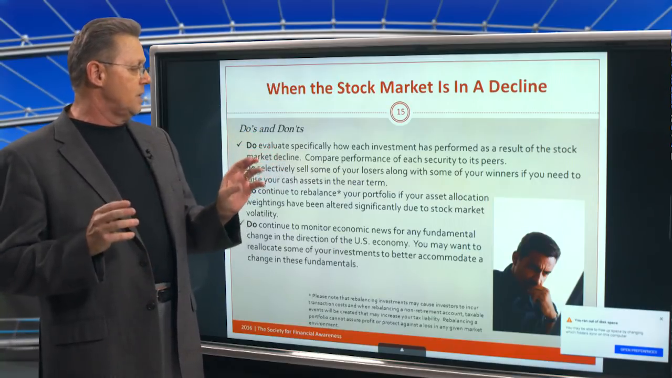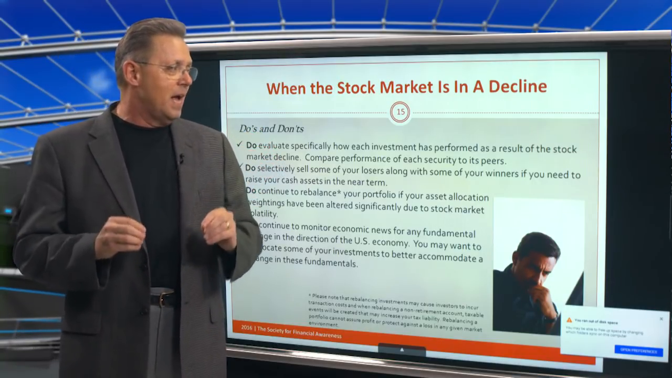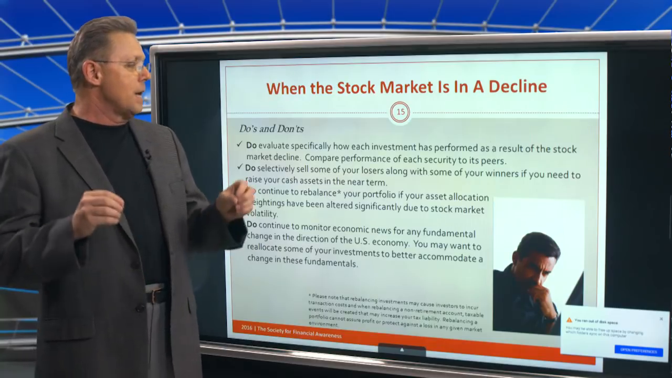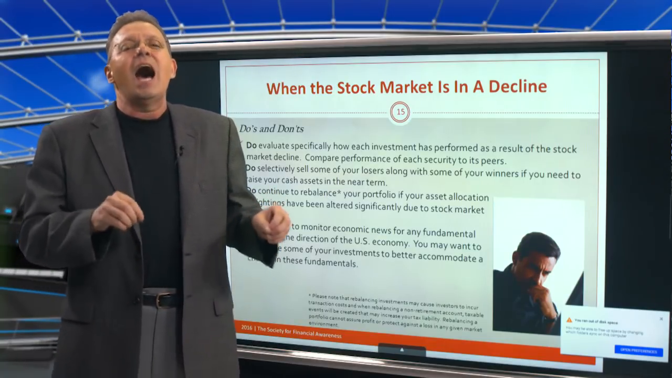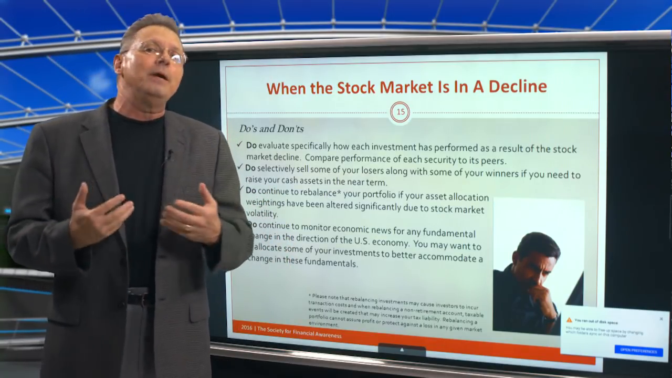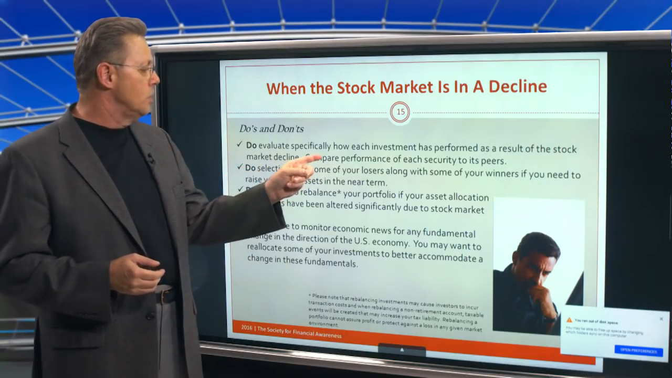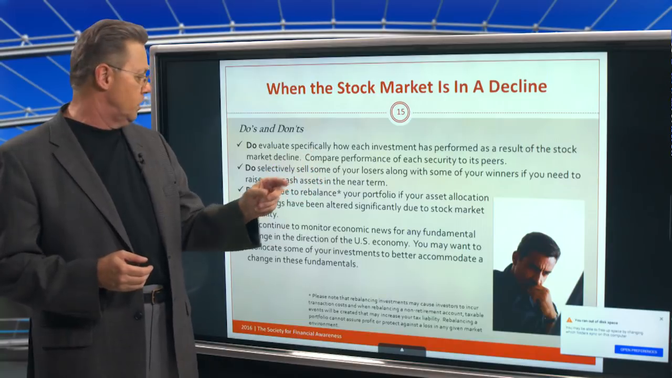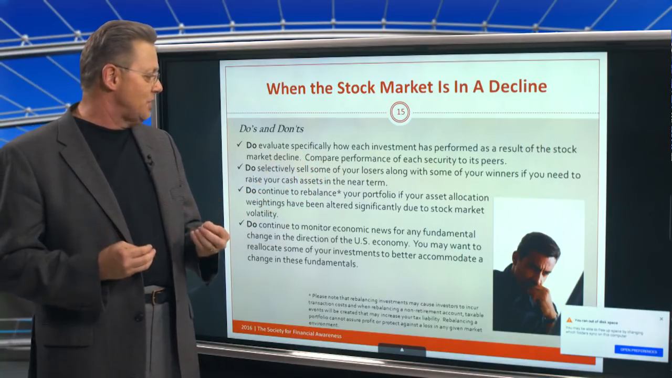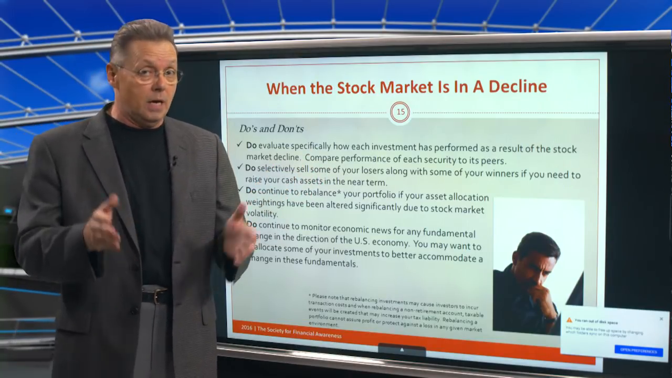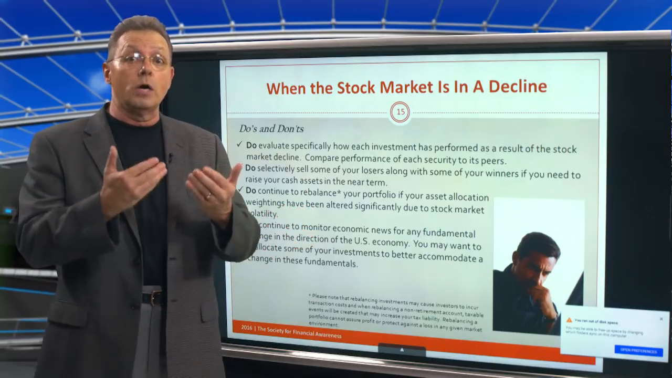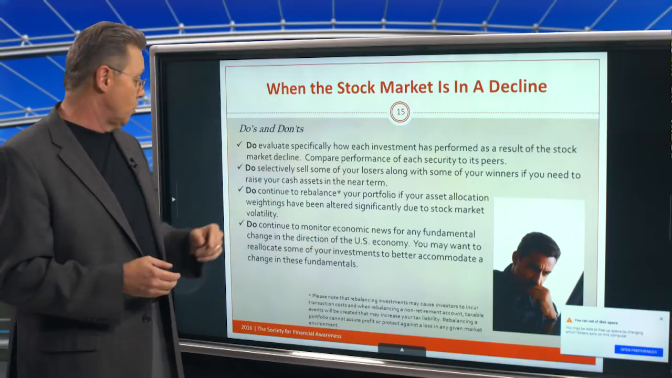Don't evaluate specifically how each investment has performed as a result of the stock market decline. Compare the performance of each security to its peers. So in its peer group, how's it doing? Then do selectively sell some of your losers along with some of your winners if you need to raise your cash assets in the near term. And by the way, especially if they're non-qualified and you want to do some tax harvesting by the end of the year, that's a great idea.